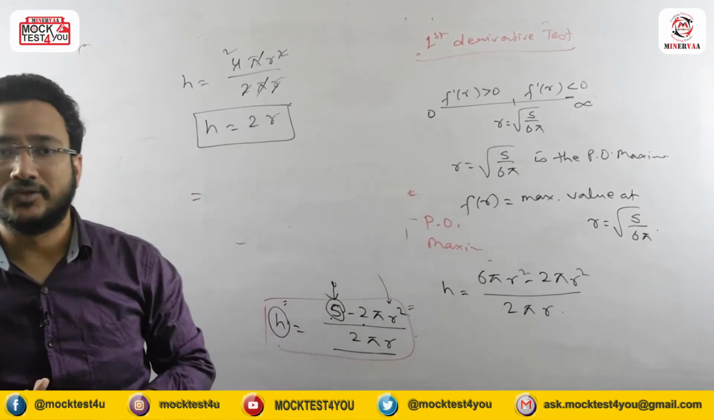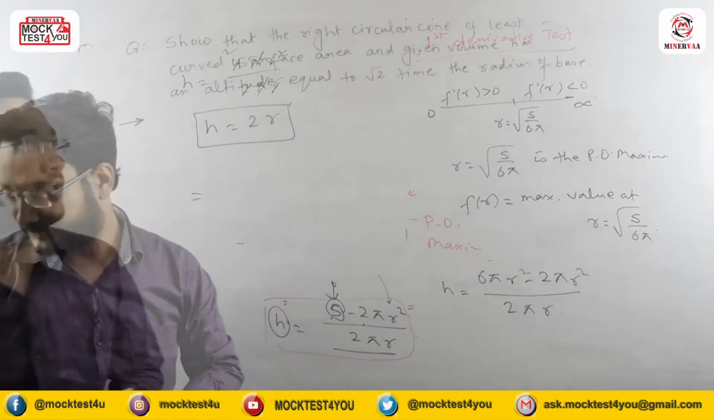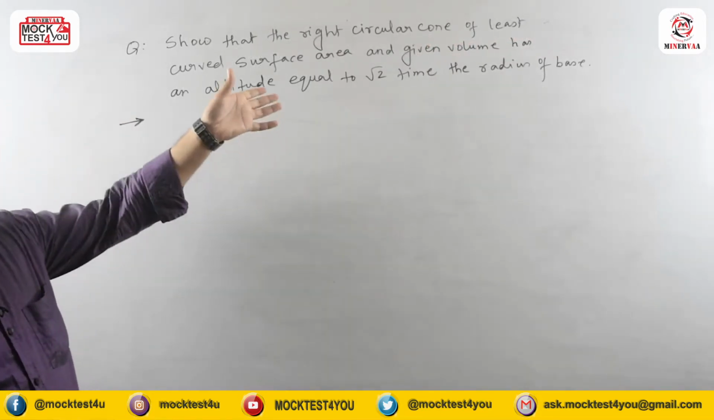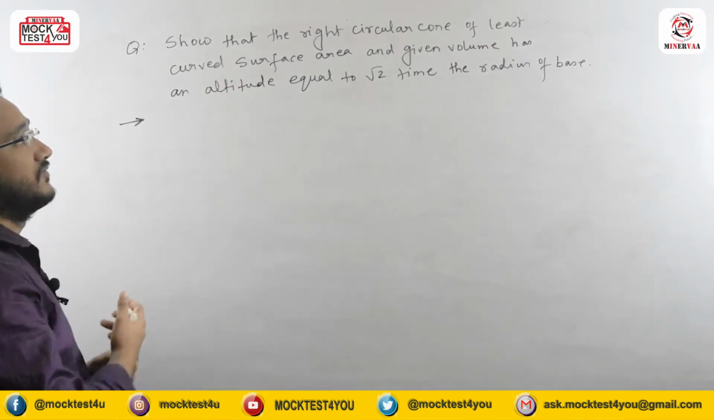I hope it's clear. Now let's see some more questions based on the same concept. Let's see another question based on the same topic here. Show that the right circular cone of least curved surface area.